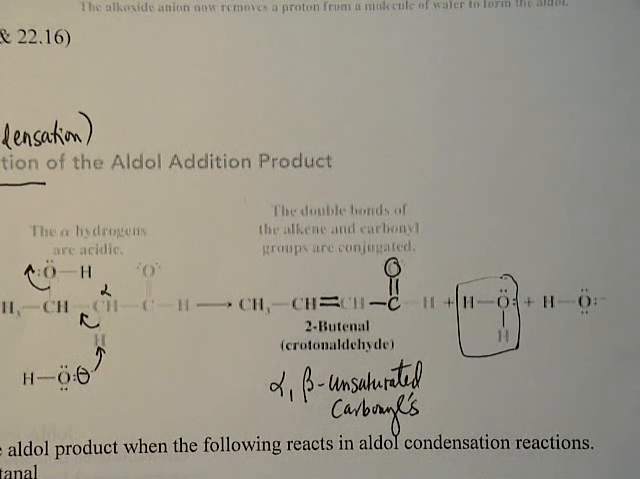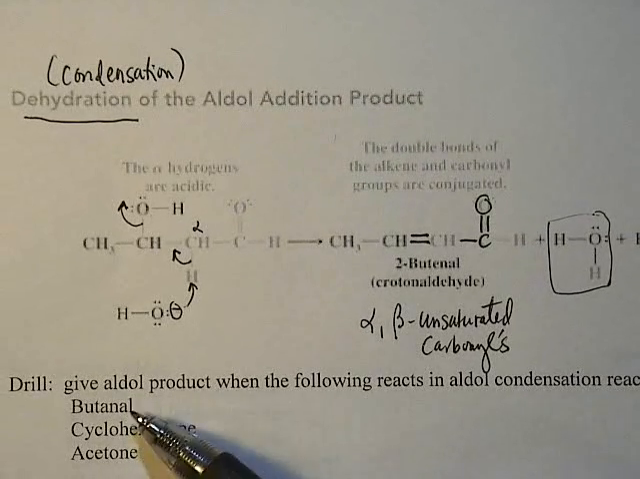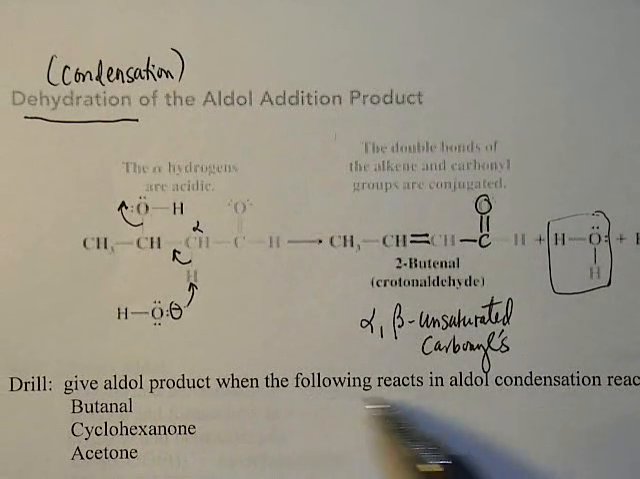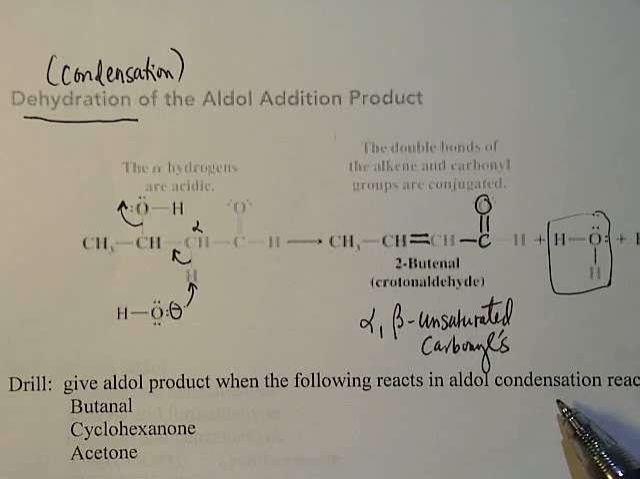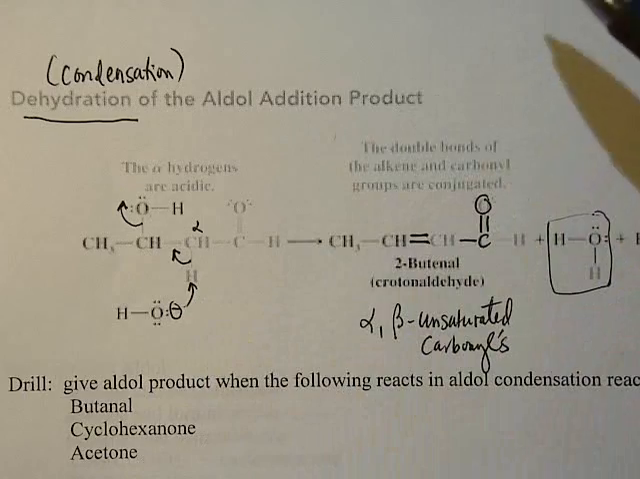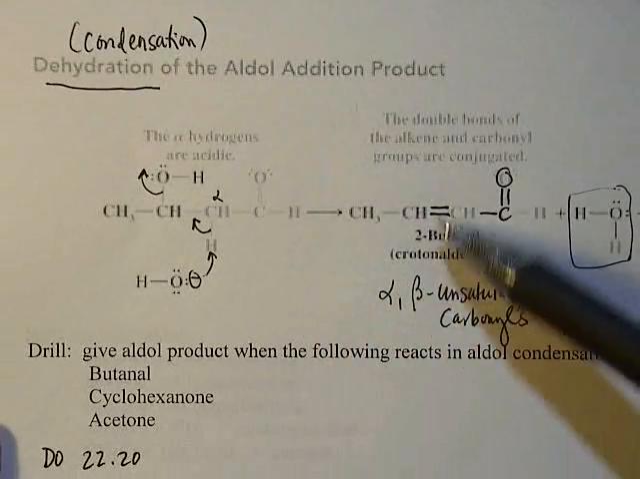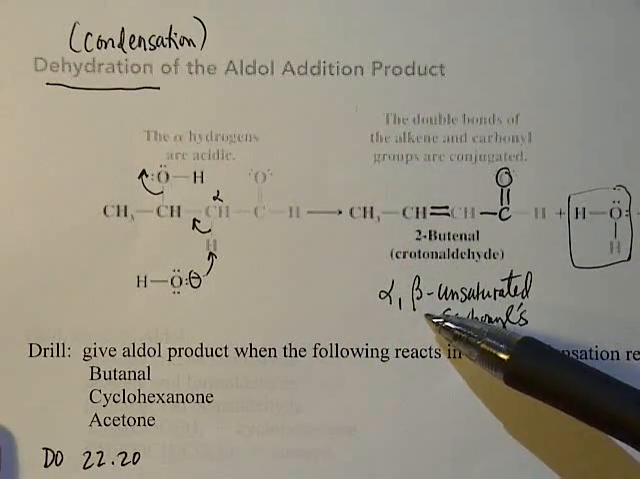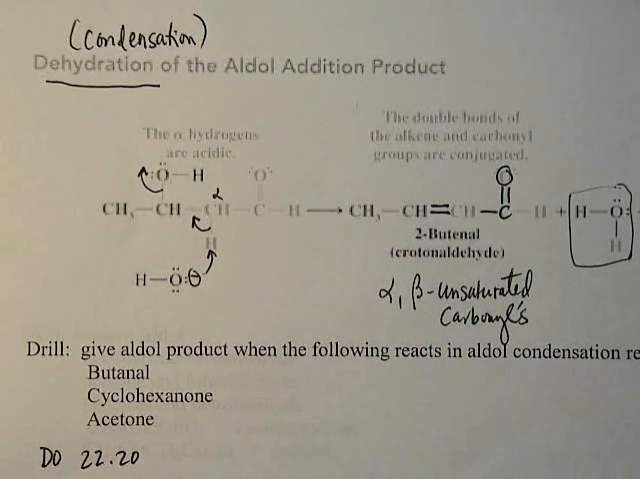And some of the problems that you are asked to do in the drill is give the aldol product when the following reacts in an aldol condensation reaction. So when it asks for aldol condensation reaction, that means that you're having a base and then you're providing heat so that it's not stopping at the beta hydroxycarbonyl, but it's moving on to the final product, the alpha beta unsaturated carbonyl. If it asks for aldol addition product, then you would stop at the beta hydroxy.